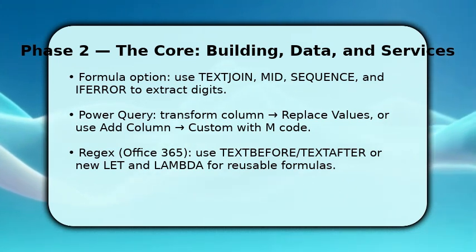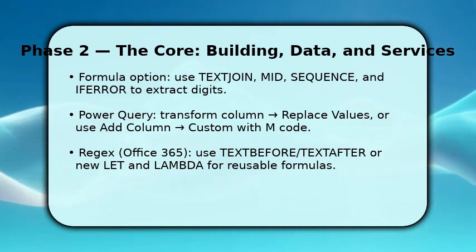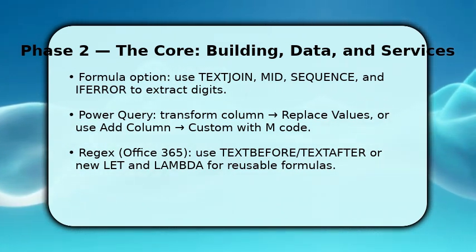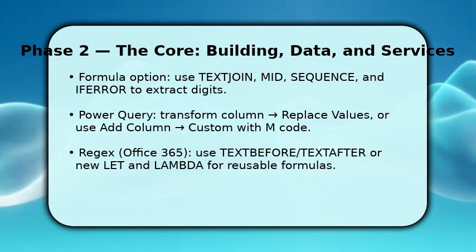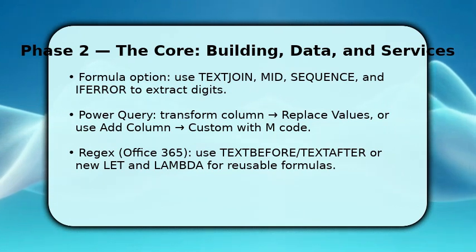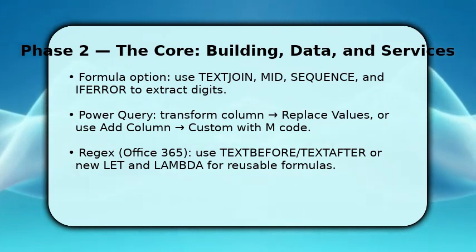Alternatively, use Data > Get & Transform > From Table to open Power Query. There, add a custom column using M functions or Text.Select with column 0-9 to keep digits. Power Query handles large data faster and makes the process repeatable with one click.